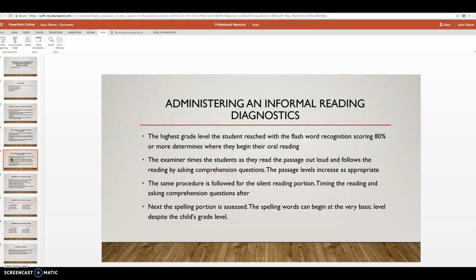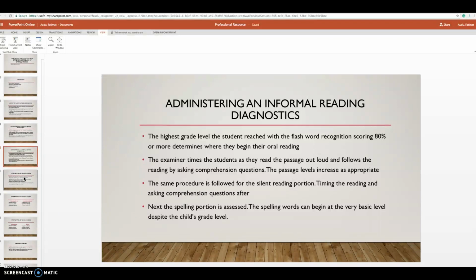So now the child's going to read the passage silently. I'm timing them again as well. And the timing is for me to determine their reading rate, which is important for fluency and different things like that as well. Okay, so yeah, I time it for the silent reading portion and have comprehension questions after that as well. And then after the silent reading portion is the spelling. So I have a list of words and keep going level by level as appropriate, and the child is spelling the words off of this list.